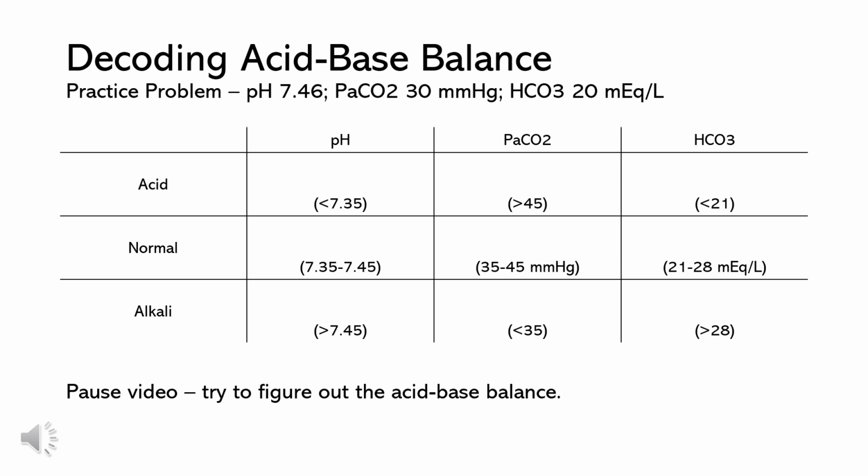Here's our first practice problem. You have a pH of 7.46, a PaCO2 of 30 millimeters of mercury, and an HCO3 of 20 milliequivalents per liter. Pause the video and try to figure out the acid-base balance.